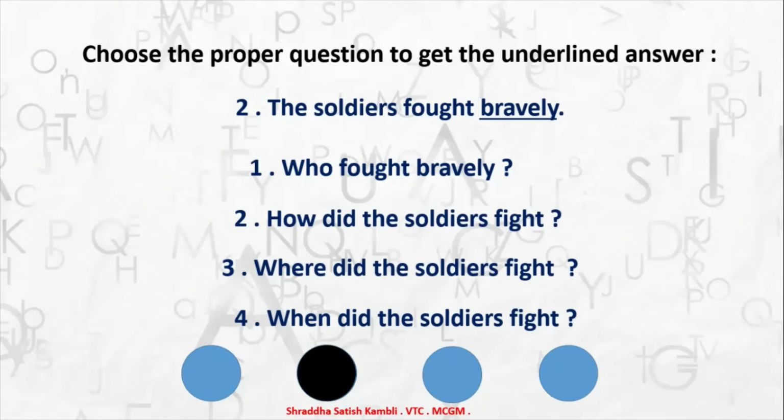When we say manner, automatically the word is how. So how did the soldiers fight? The soldiers fought bravely. Now suppose the soldiers was underlined, then we would have selected the first one. Who fought bravely? The soldiers fought bravely. Okay, so I hope you got an idea of how these questions are framed.